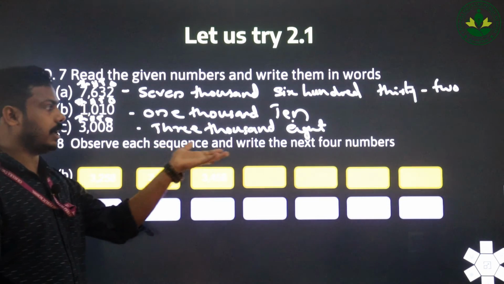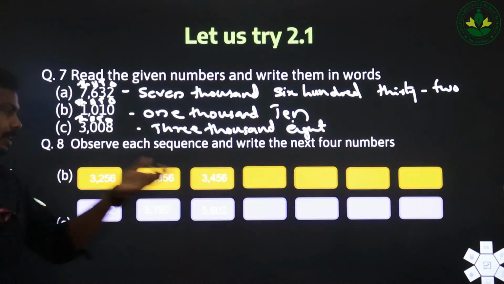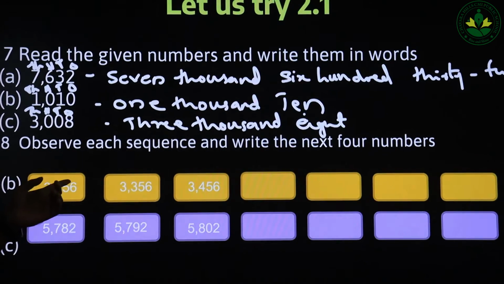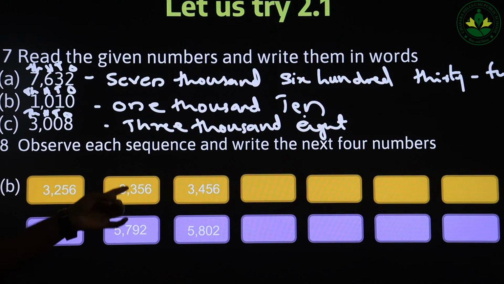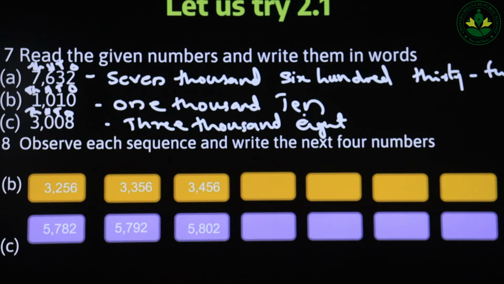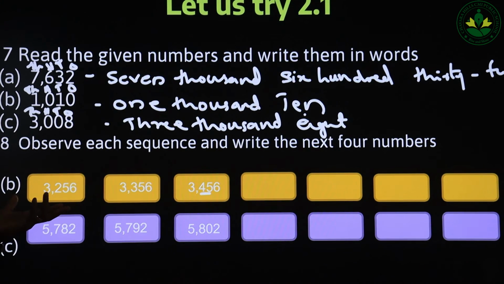And the next, question number 8: Observe each sequence and write the next 4 numbers. The first sequence they gave is 3256, next number 3356, next one 3456. In the previous classes you already learned about skip counting. Here we can see the difference between these numbers.